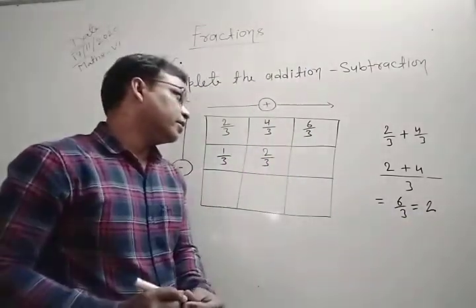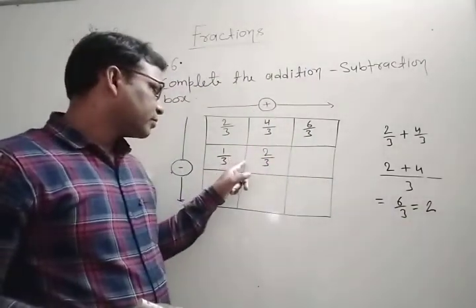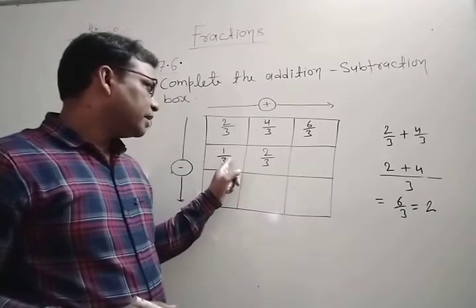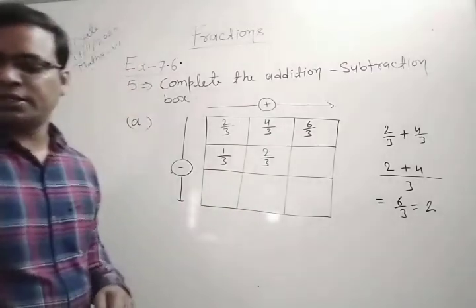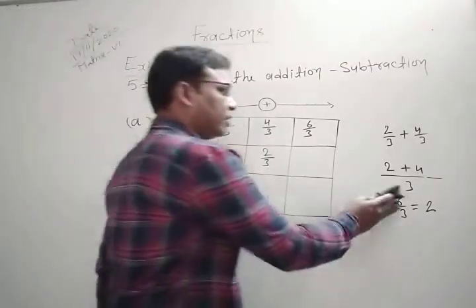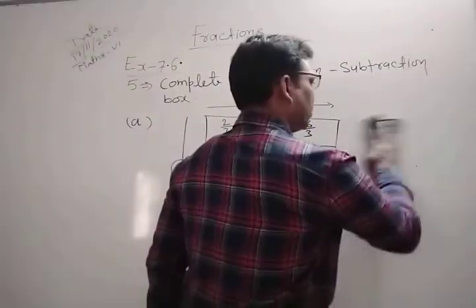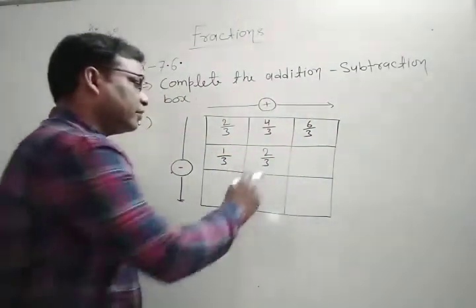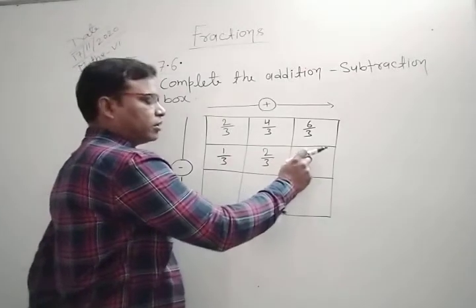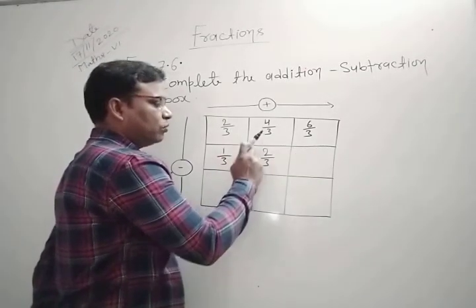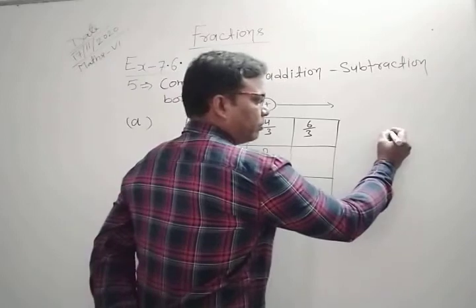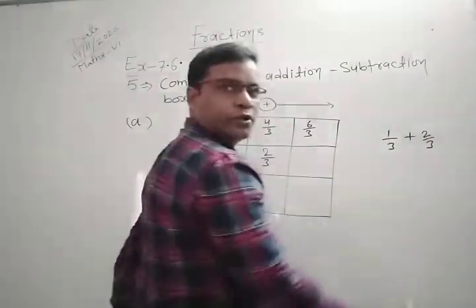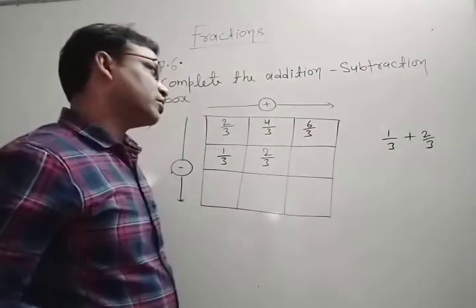This is clear? Now, the next one: here you can write 1 by 3 plus 2 by 3. 1 by 3 plus 2 by 3 is equal to 1.